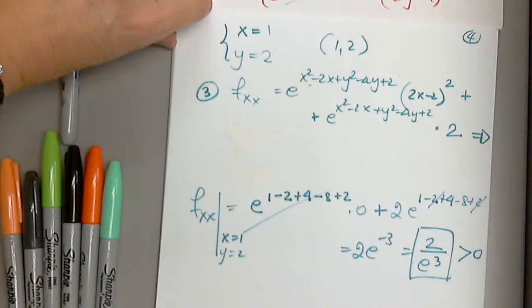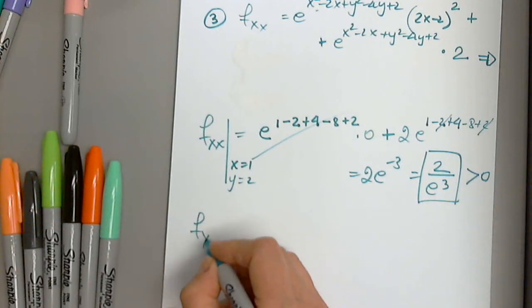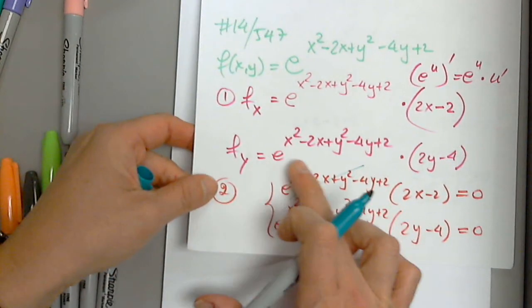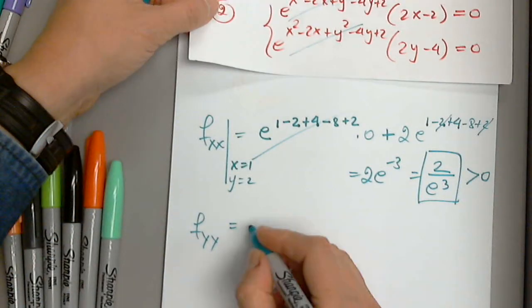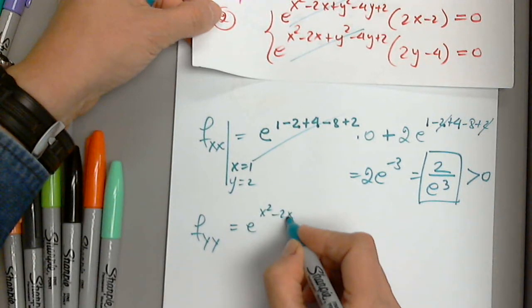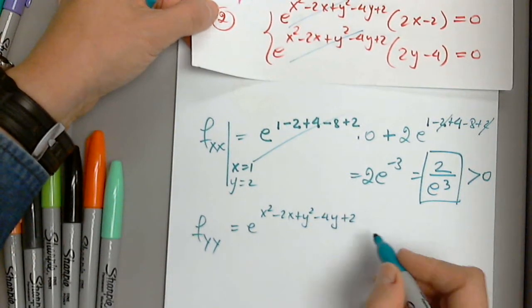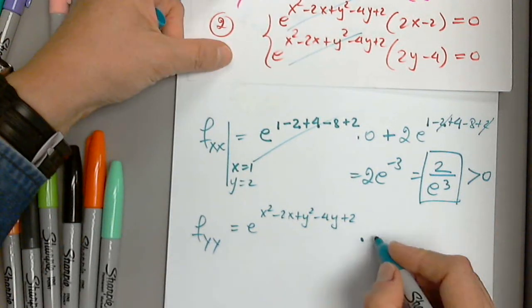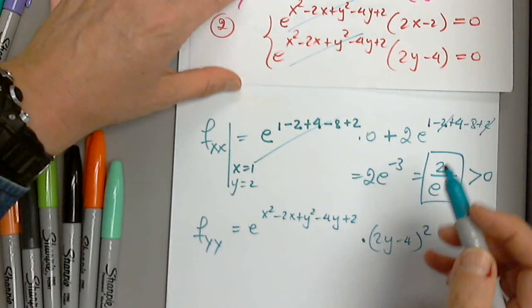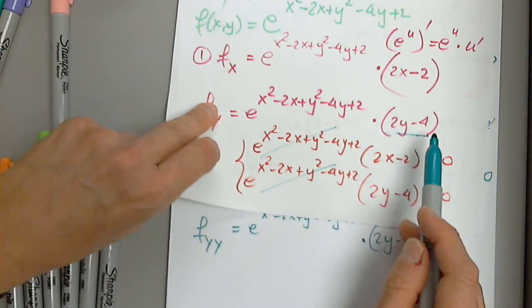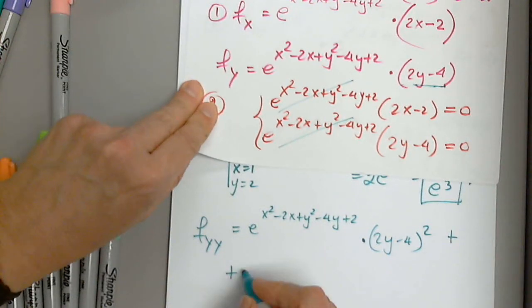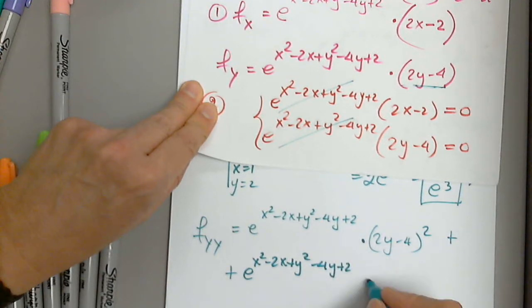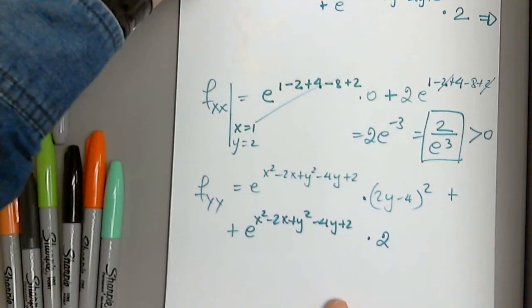Okay, very good. So let's continue. So now we have to find fyy. Another mess for the same reason, because it's a product, have to be careful. So e to x squared minus 2x plus y squared minus 4y plus 2 times the inner function prime, which is the same 2y minus 4. But I square this because I already have to multiply by another 2y minus 4. And then plus, I copy the first one, times 2 when I differentiate the second one.